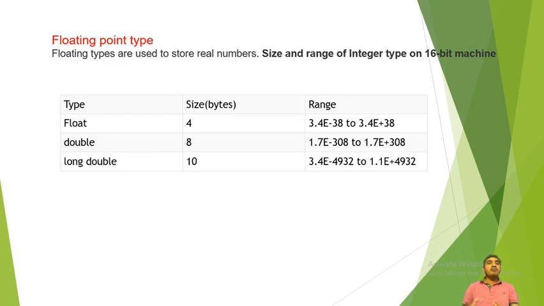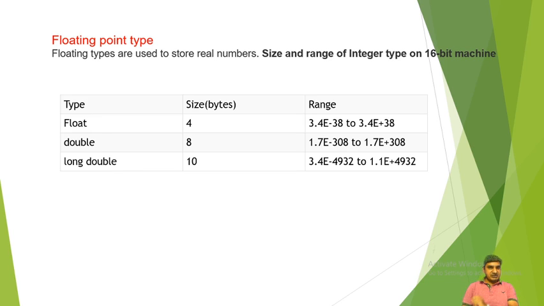Now the floating point type. Floating point type means it is in a fractional form. Okay, so we can also represent it in an exponent or exponential form. So floating types are used to store real numbers. The size and range of the floating types on a 16-bit machine are given below.